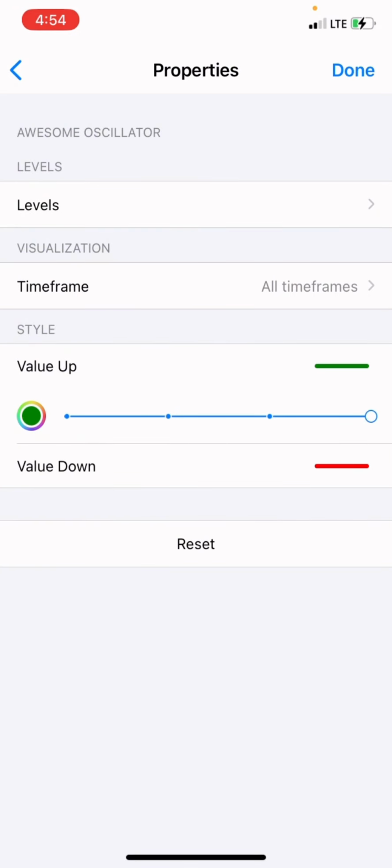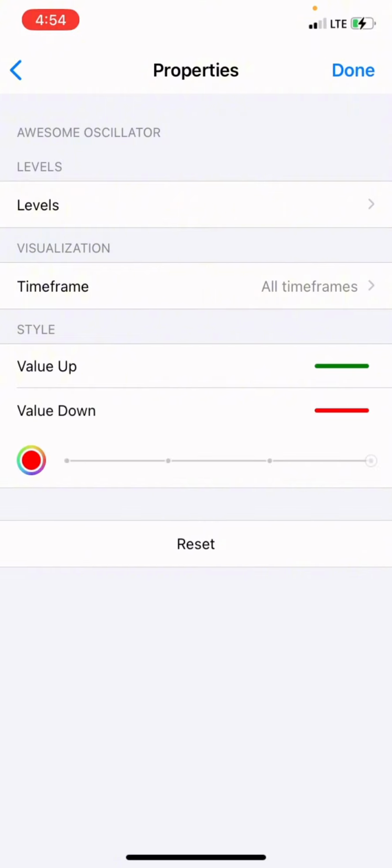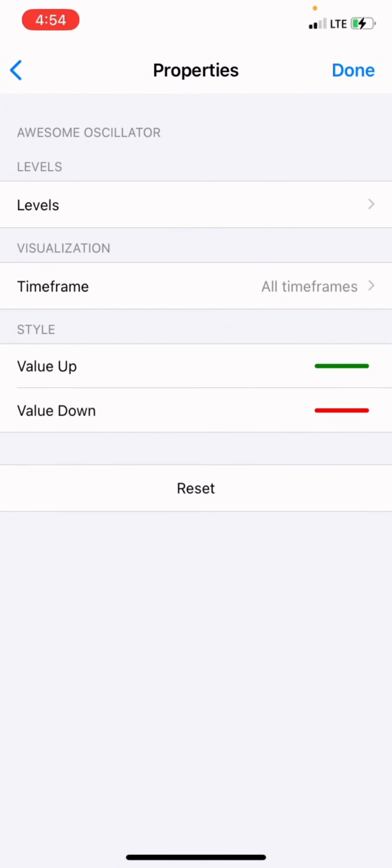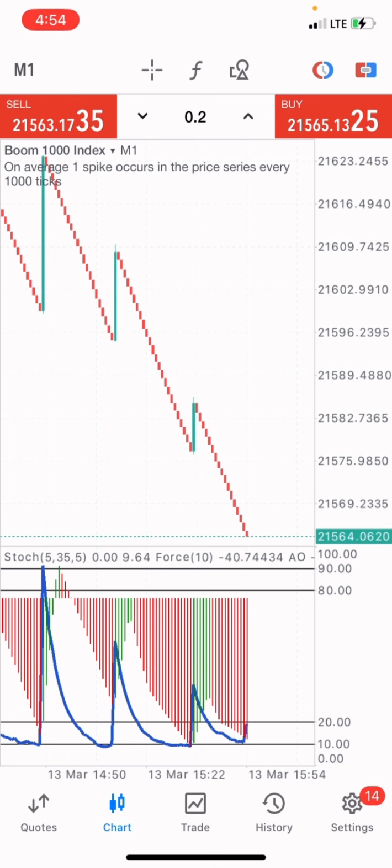Make sure value up is a color that will be visible on your chart. Make sure value down is a color that will also be visible on your chart. No levels are needed, so you don't need to do anything there. Click done when you're done with that, and you have your complete setup, guys.